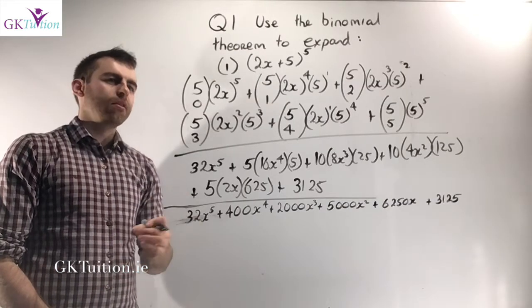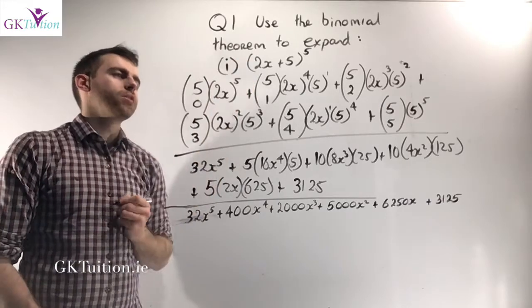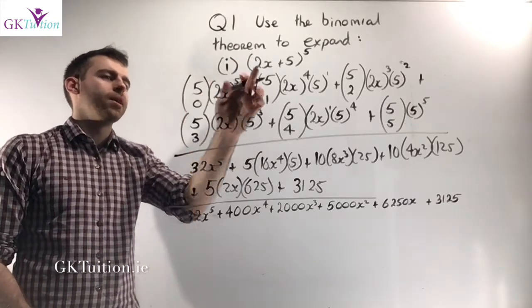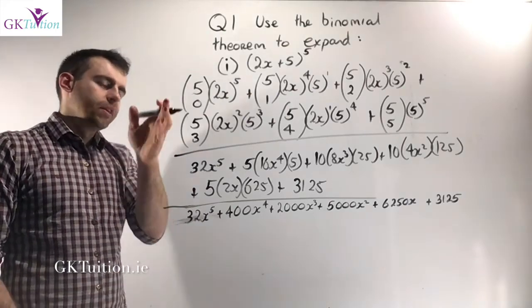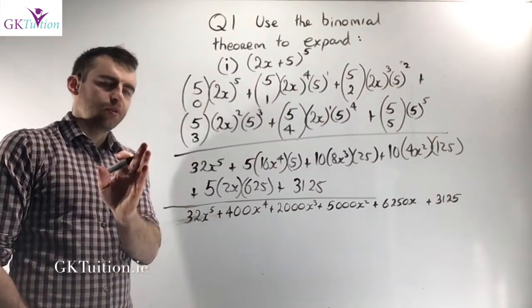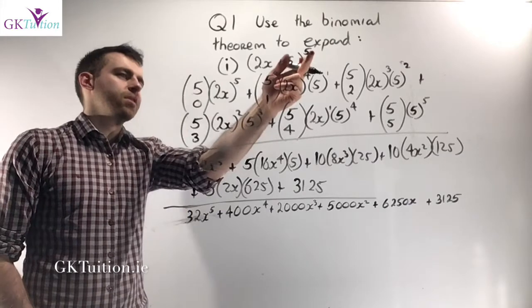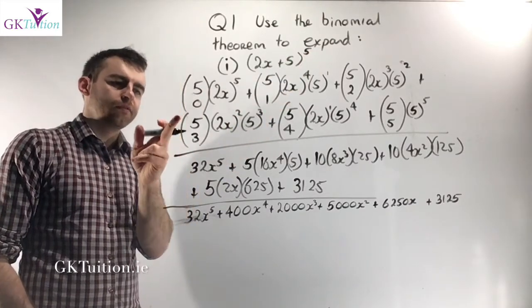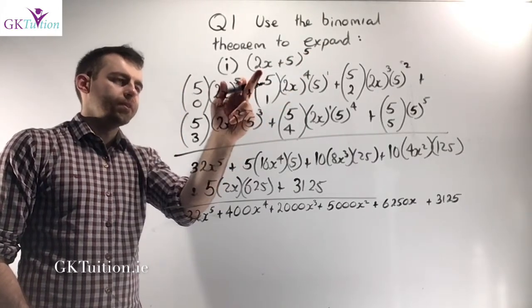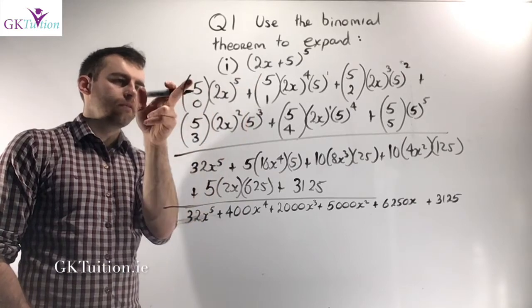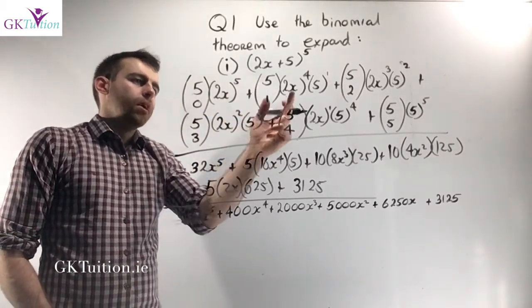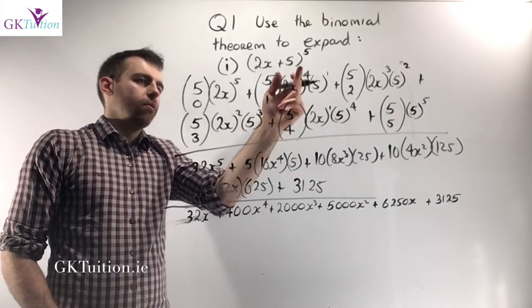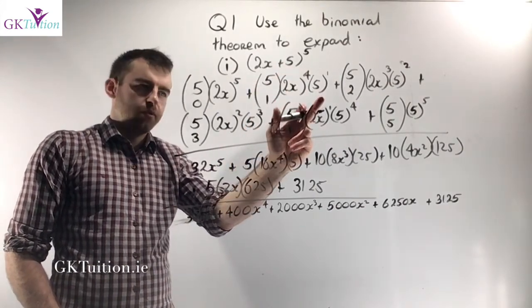Okay, so here I'm working through the first question where I asked you to use the binomial theorem to expand 2x plus 5 to the power of 5. I didn't have enough space to do it all on one line, so I've done it on 2 lines. The first term, since this is to the power of 5, will be 5 choose 0, and it will be the first thing in the brackets to the power of 5. The next term is 5 choose 1, and it's the first thing in the brackets to the power of 4, and the second thing in the brackets to the power of 1.